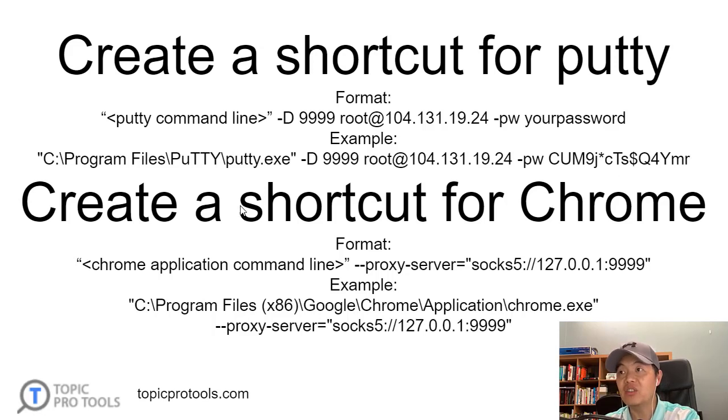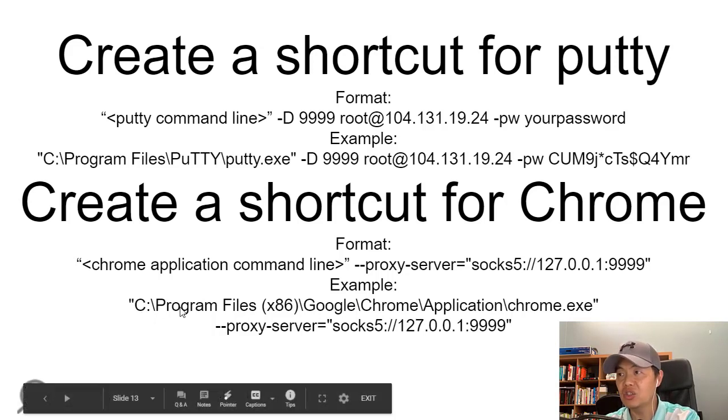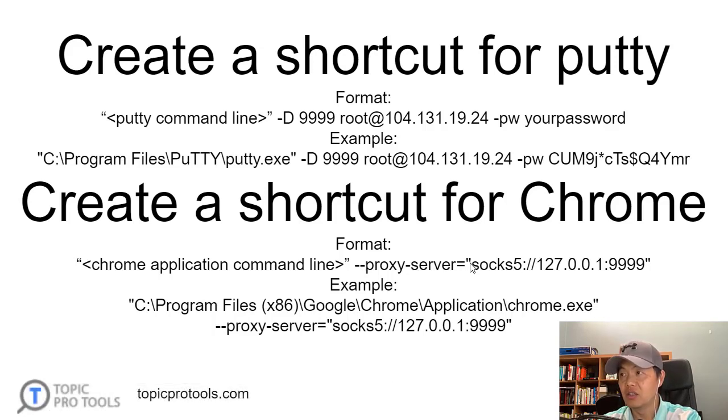After that's done, you're gonna create another shortcut for Chrome. This time, same thing: right click on the Chrome icon on your desktop, and then create a shortcut for that. After that, it should have a default location of wherever your Chrome is, and then what you need to add is --proxy-server=socks5://127.0.0.1:999.